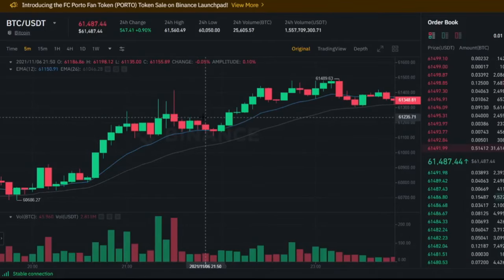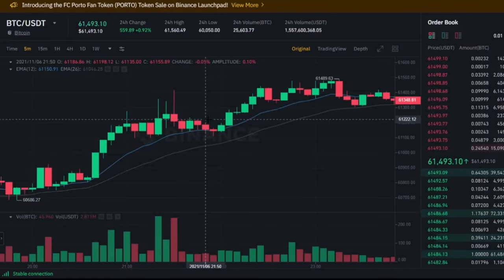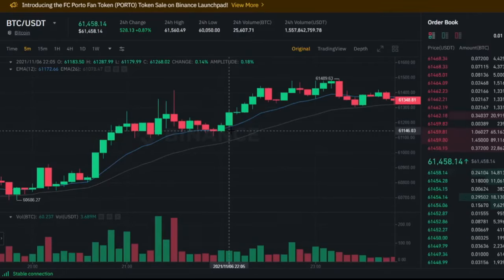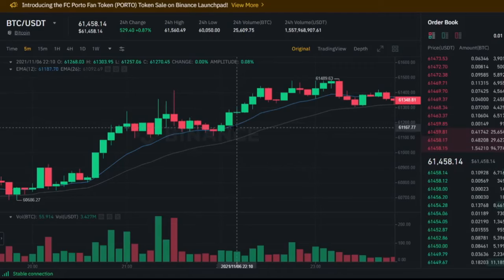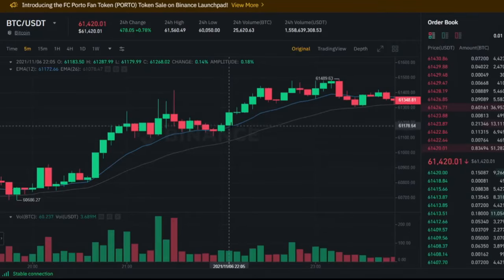We said to buy if the price goes over 61,232, but this didn't happen. The next candle went down. We said to buy if it goes over that candle. This didn't happen. The next candle went down again, and the next candle went down again. So we said to buy if the price goes over 61,167. Our stop was at 61,130. This time the price broke out.